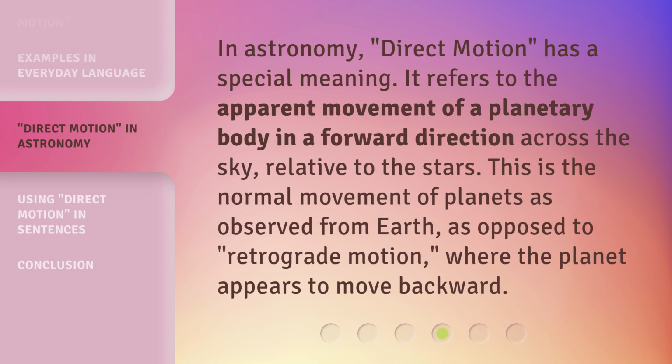In astronomy, direct motion has a special meaning. It refers to the apparent movement of a planetary body in a forward direction across the sky, relative to the stars. This is the normal movement of planets as observed from Earth, as opposed to retrograde motion, where the planet appears to move backward.